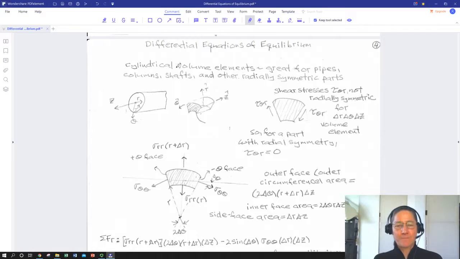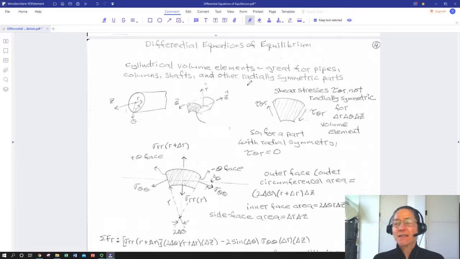Okay, let's do the same thing for a cylindrical volume element, because we have pipes and tubes and all kinds of things that are round in practice, and it would be nice to have a similar expression that we could use for cylindrical things. Spherical things are used too, but they're not as common.